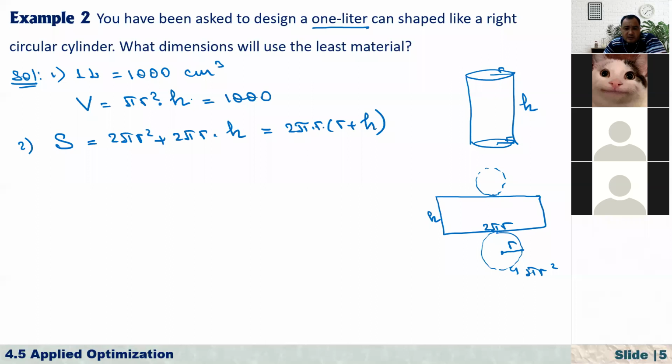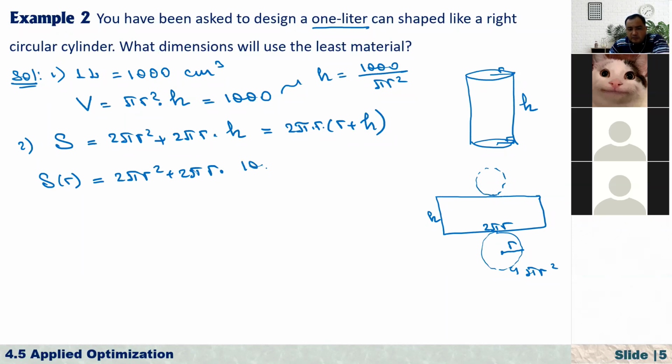Now from the first equation, I can make a connection between h and r. Which one is easier? Should I express h in terms of r or r in terms of h? If I express h in terms of r, it is easier because we only have one h here. So from here, h is equal to 1000 over πr². Now this S becomes a function of r, right? S(r) will be equal to 2πr² plus 2πr times h, that is 1000 over πr².